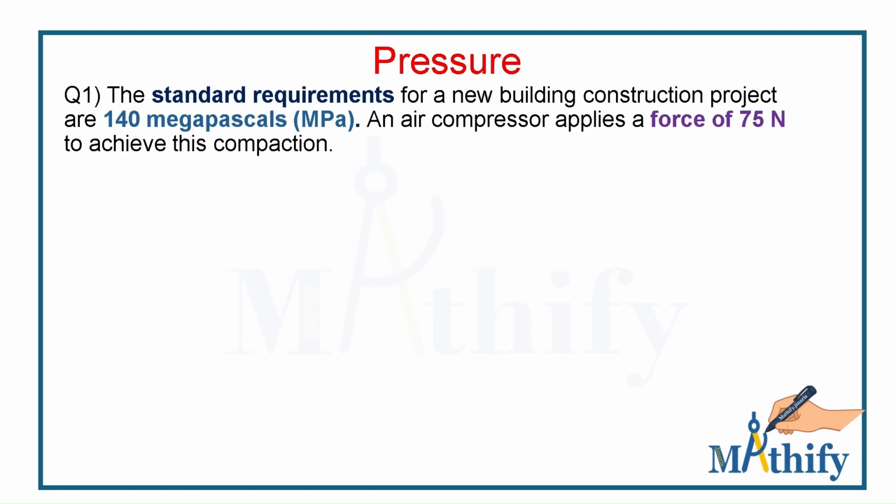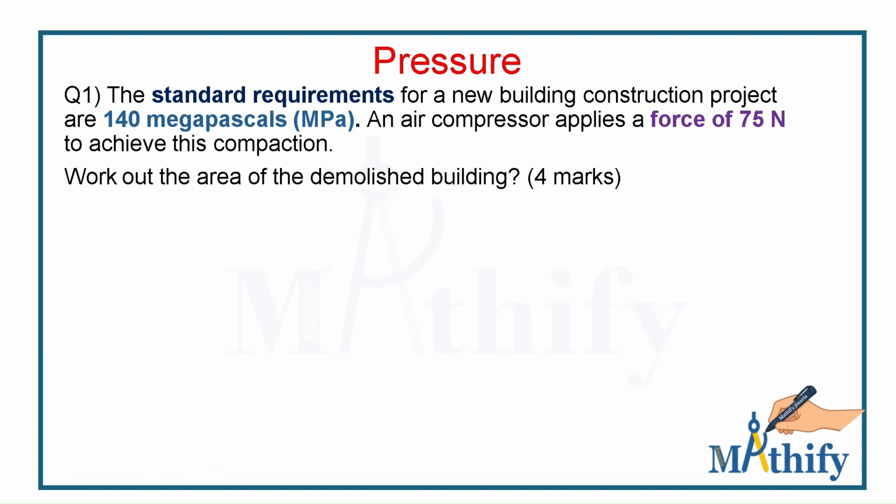Here is an exam style question to go through together. The standard requirements for a new building construction project are 140 megapascals. An air compressor applies a force of 75 newtons to achieve this compaction. Work out the area of the demolished building, 4 marks. I'll show you how to get 4 marks for this question and how to break them down step by step.